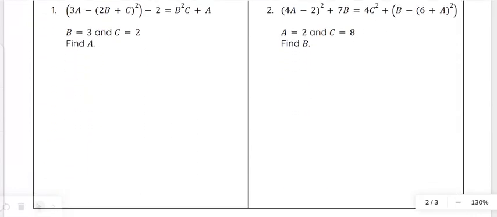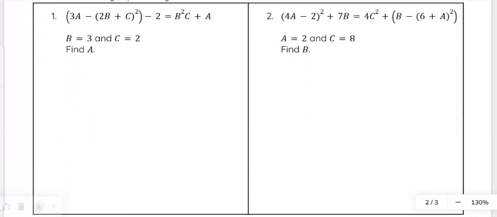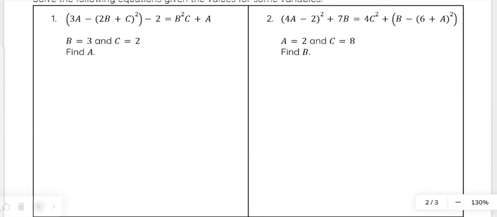So on the first example we have 3a minus 2b plus c squared, and then minus 2 equals b squared c plus a. So we have b equals 3, and anywhere there's a b in this problem, we're going to plug in a 3. I typically like to put parentheses around the number that I'm plugging in. And then for c equals 2, anywhere there's a c, we're going to put the number 2 in that place. So let's start from the beginning.